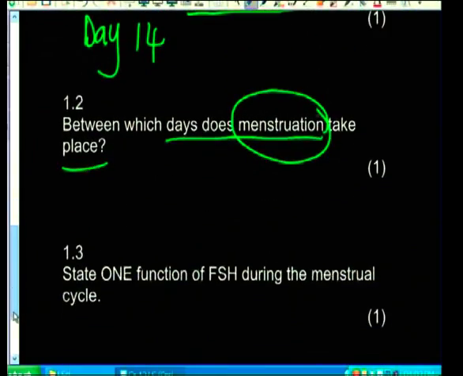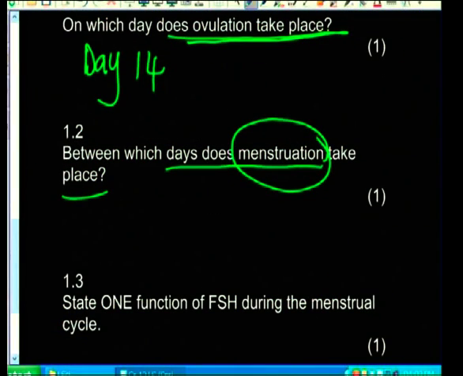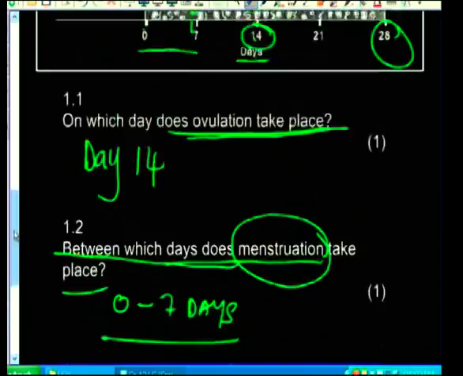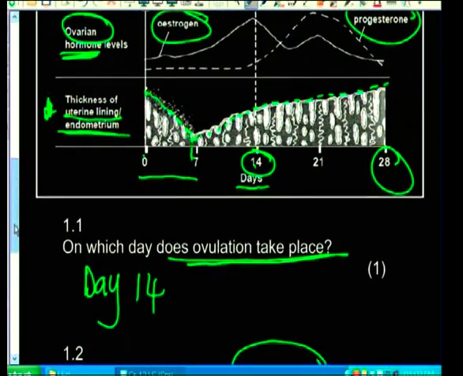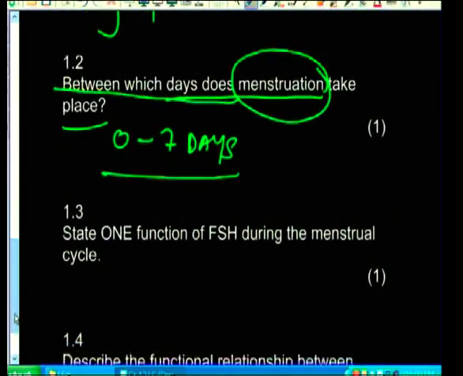So they say here, between which days does menstruation take place? So we are safe to say between 0 and 7 days, because they never ask you specifically on which day, or say between which days. If they ask you which day did menstruation end, now you must be careful, because in a question like this, it started rising before 7, so you cannot say day 7. You have to say around the 6th day, because it ended there before 7. So you must be careful there. But in this one here, we can say 0 to 7 days.